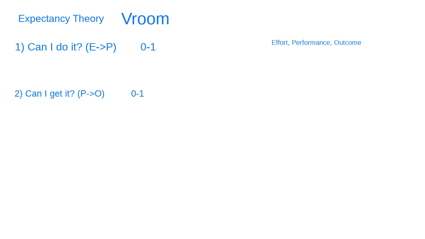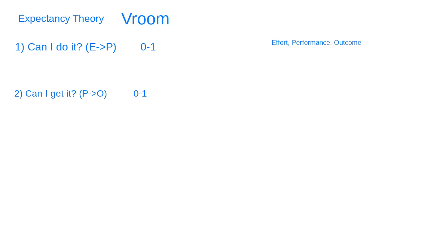And can I get it? That's the second question you will have to ask, meaning the performance. So if I perform at the required level, do I get the outcome? Remember that in the equity theory, we have the outcome. So if I perform at the required level, can I get the outcome? That's P to O. Once again, it's an assessment: to what extent you believe you can get the outcome if you perform at the required level, from 0 to 1. If you don't think you can get it at all, that's 0. If you think that for 100% for sure you can get it, that will be 1. And that's the second question you have to ask.